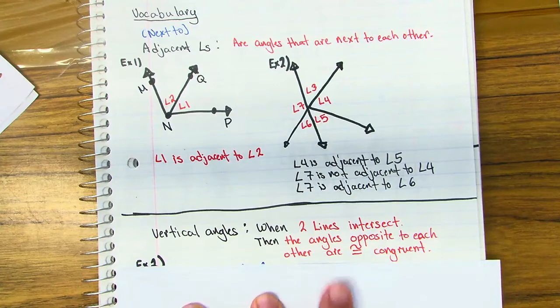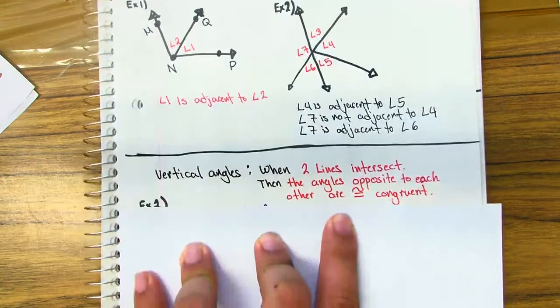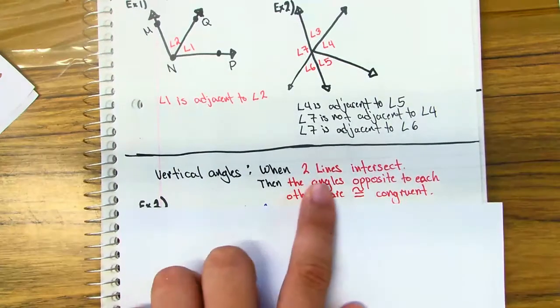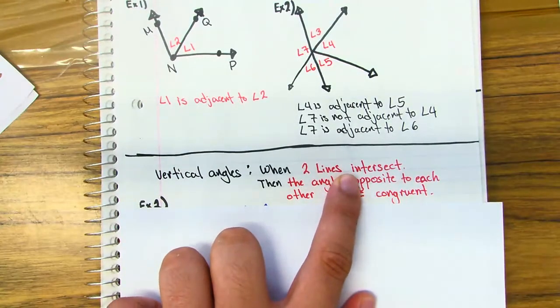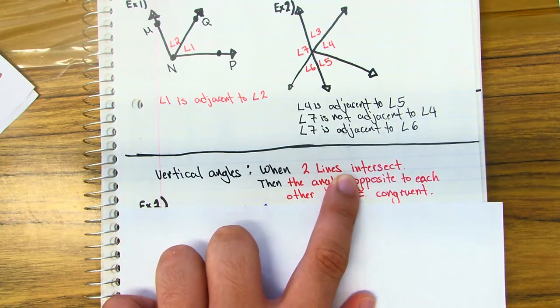But the next angle we're going to be talking about is vertical angles. What are vertical angles? It's when two lines intersect. It's like when two roads intersect, or when you're driving on the road and you reach an intersection, you see two roads that are crossing each other.